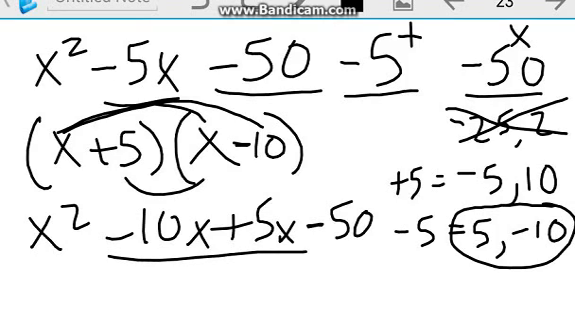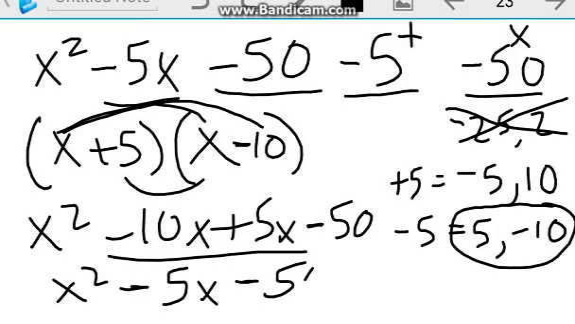Combine like terms. x squared, minus 10 plus 5, that's subtraction, and we're going to keep the sign of the bigger number, so that it will be negative 5x minus 50. And that's our final answer.